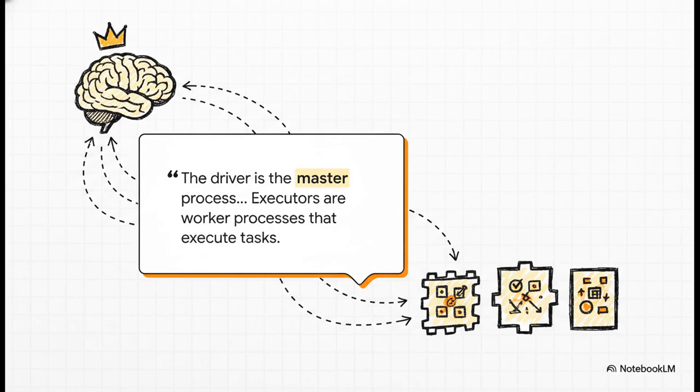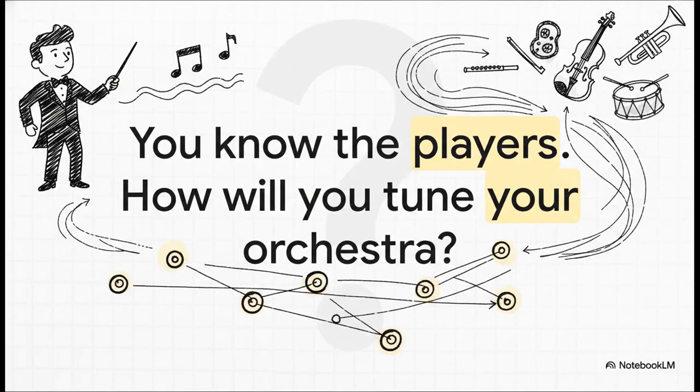Look, if you take away just one single thing from all of this, let it be this quote. The driver is the master process that coordinates the entire Spark application. Executors are worker processes that run on cluster nodes to execute tasks and store cache data. That just perfectly captures this powerful partnership. The driver coordinates, the executors execute. Simple as that. At the end of the day, getting this fundamental duo, the conductor and the orchestra, gives you the power to make your data processing faster, more reliable, and just plain better. So the only question left is, now that you know the players, how are you going to tune your orchestra?